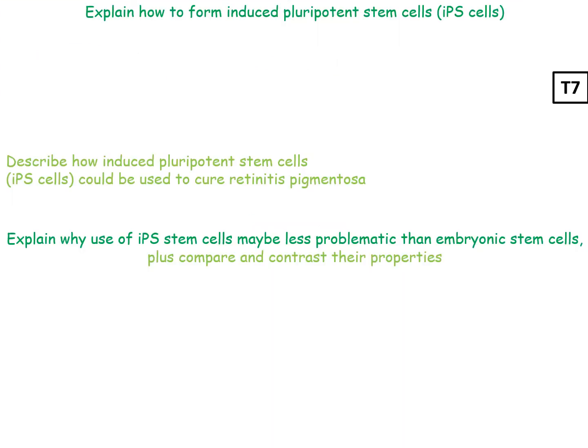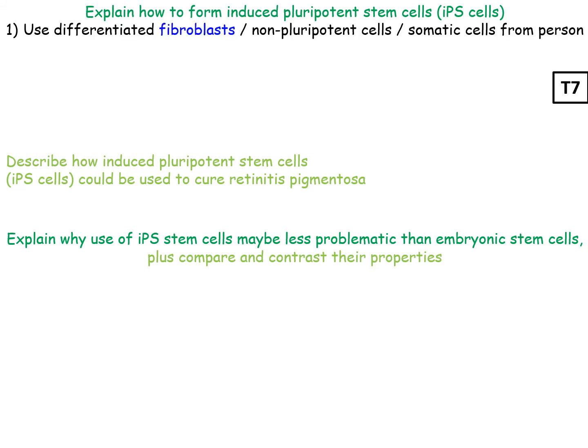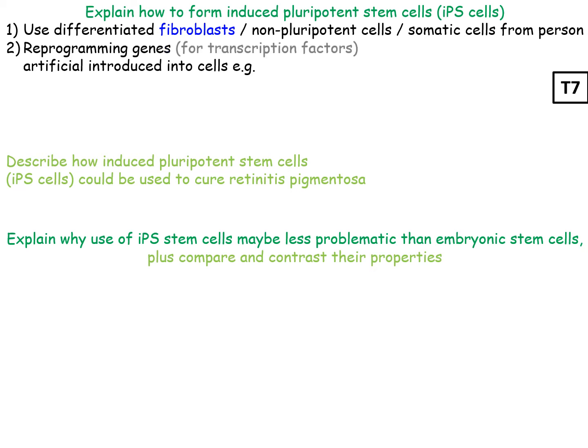Explain how to form induced pluripotent stem cells or iPS cells. So you'd start off with your differentiated fibroblasts, which are non-pluripotent. In other words, they come from your somatic cells from a person. And then you'd want to artificially introduce genes into the cells. So these are reprogramming genes for transcription factors that will clearly then affect how these cells are specialized. The examples you want to use in exams are OCT4 and SOX2. These are 2 of the 4 common ones, but memorizing the first 2 would be helpful for the exam.